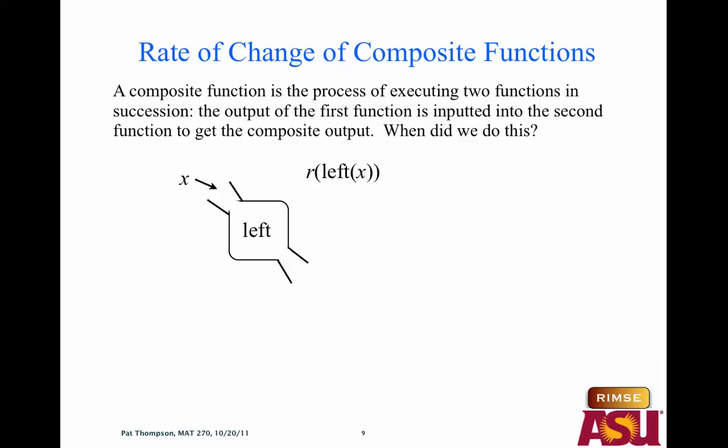So what was the idea? An x value went into left, and that gave us the left side of the current interval. We put that into the exact rate function, and that gave us the rate at the left side of that interval, and that was our step function that approximated the original rate function. So this is the idea of a composite function. The dependent variable of one function becomes the independent variable in another function. It's like we're operating functions in succession, right? So that's an example.